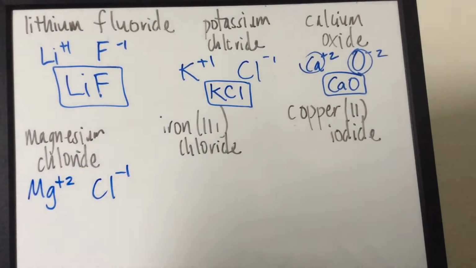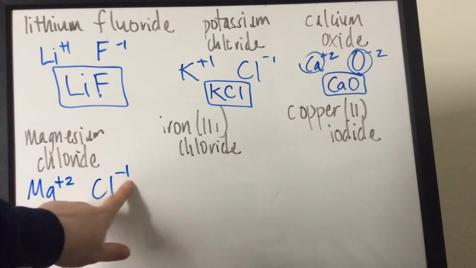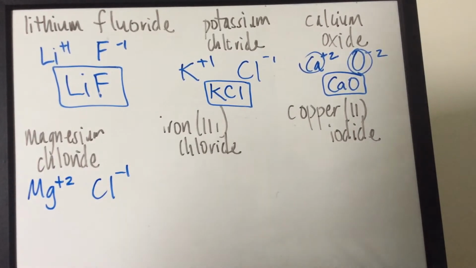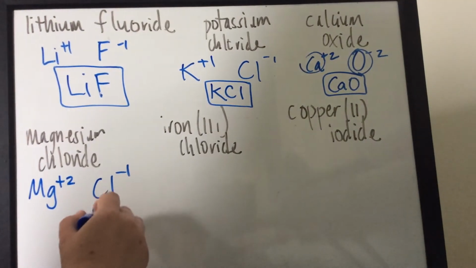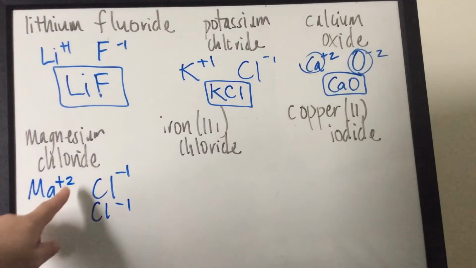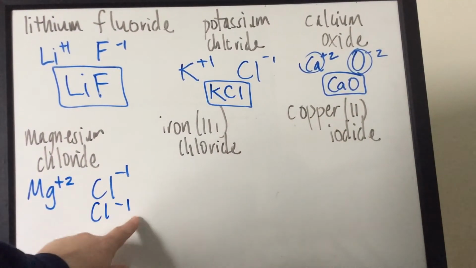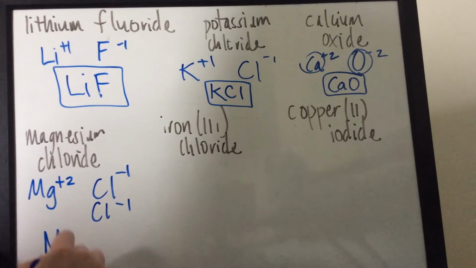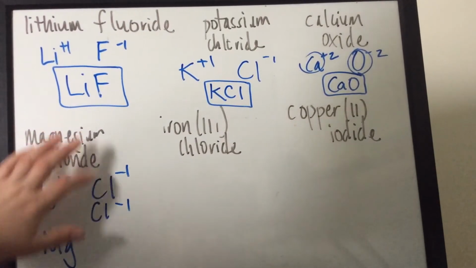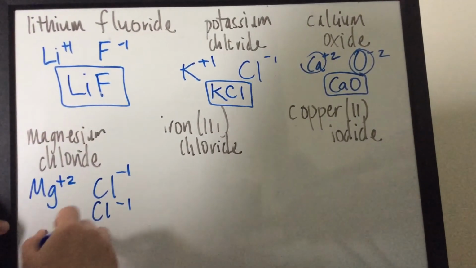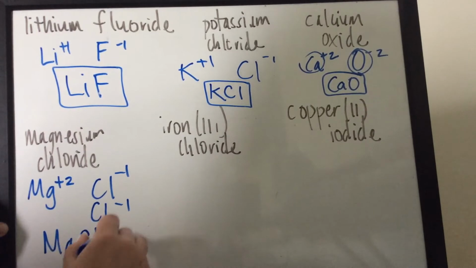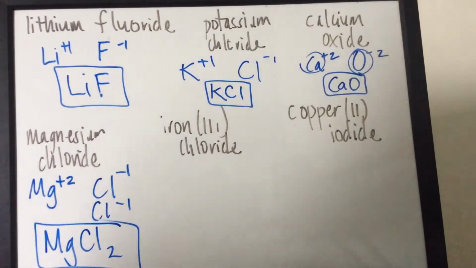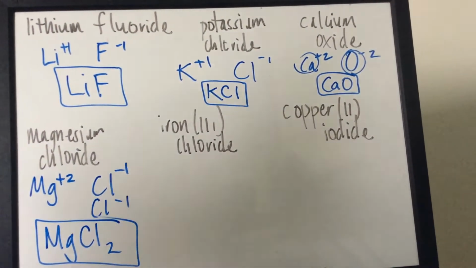Now here's your first one where plus 2 and minus 1 do not add to 0. So the only way you can get it to add to 0 is to add a second chlorine. Now I have plus 2, minus 1, and minus 1, which is in fact 0. So my formula would be I have 1 Mg, but I have 2 chlorine. So MgCl2 would be my formula for that one.